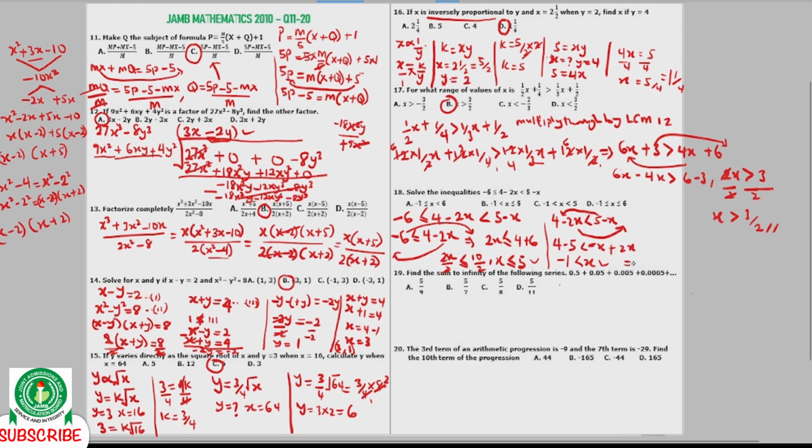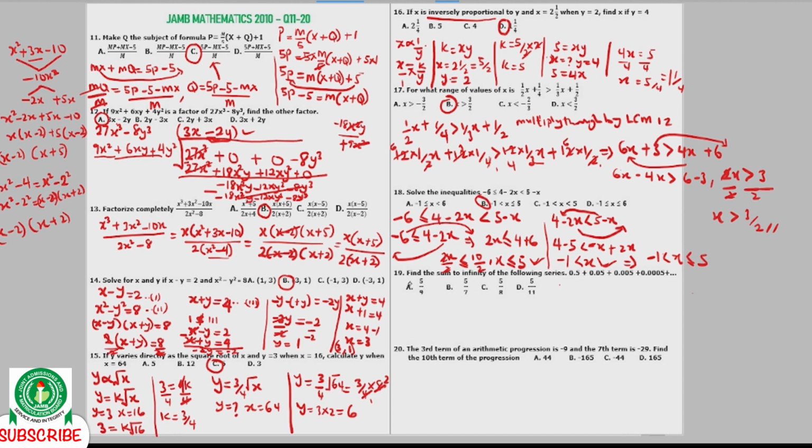So combining the two inequalities together, we have minus 1 less than x, less than or equal to 5. So the option here is option B.